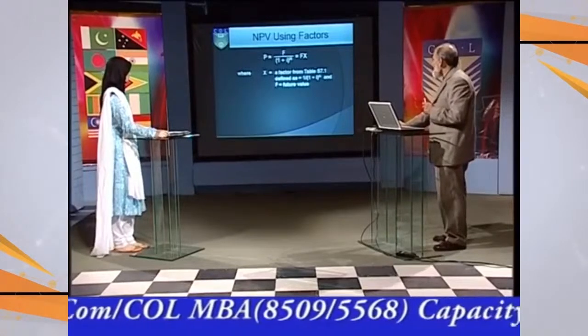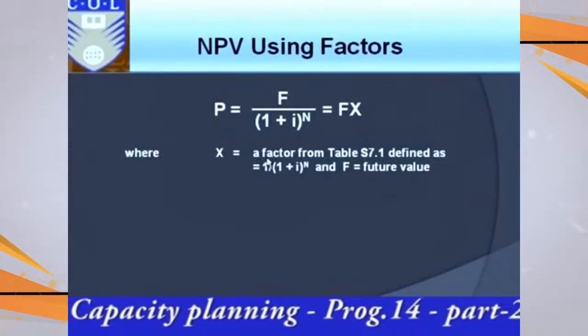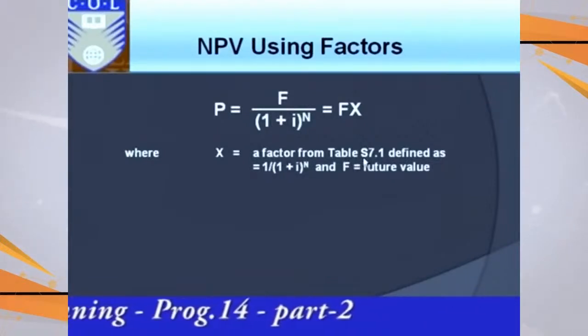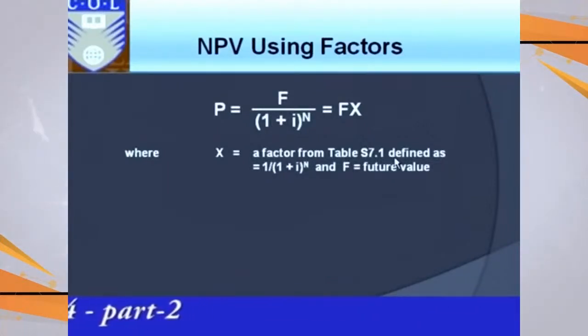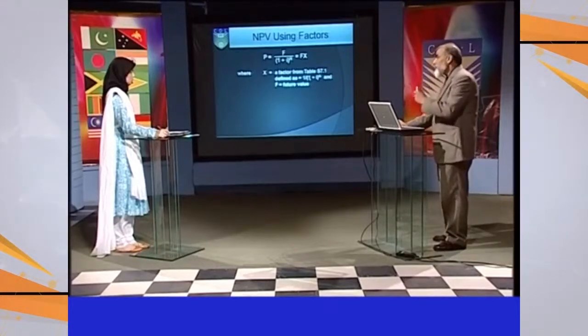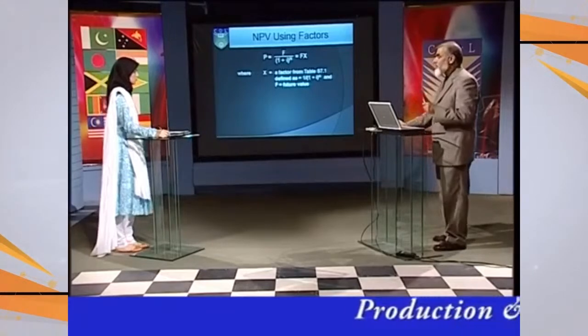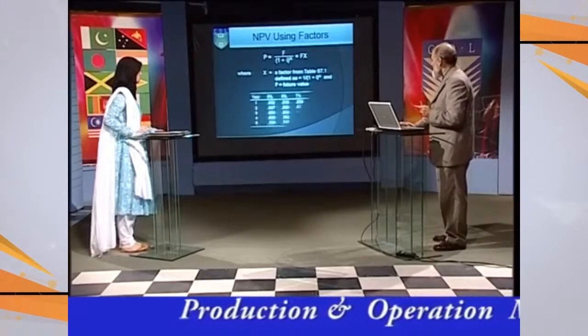Again, the same formula equals F times X, where X is a factor from the table, as I will show shortly, defined as this much. The experts have calculated and tabulated these values so that we should be able to use them for making calculations of net present value.